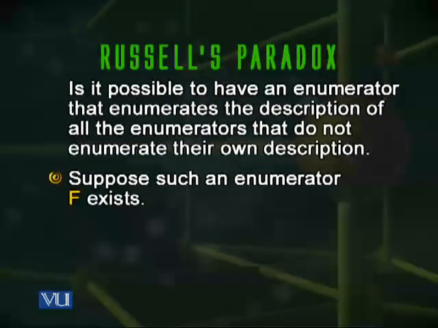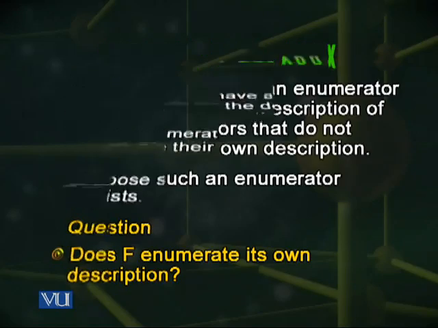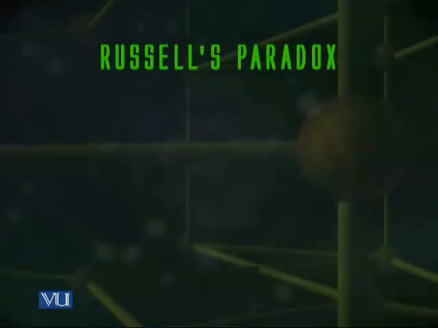Well, you hypothesize that such an enumerator F exists. Now you ask the question, would F enumerate its own description? When you try to answer this question, you realize that F will enumerate its own description if and only if it does not enumerate its own description. And this contradiction leads us to conclude that such an enumerator cannot exist. So there cannot be any enumerator that enumerates the description of all those enumerators that do not enumerate themselves.